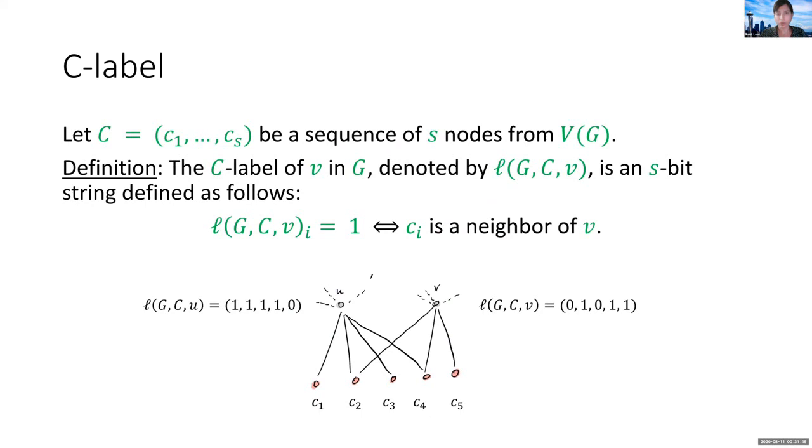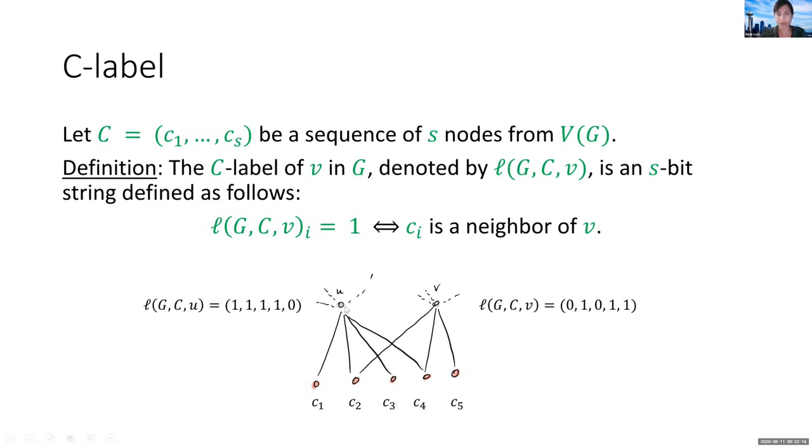So in order to describe our algorithm, we need to define several notions. The first one is C-label. Let C be a sequence of s nodes from V. We define the C-label of v in G, which we denote by L of G, C, v, to be an s-bit string, which is defined as follows. The ith bit of the string is 1 if and only if C_i is a neighbor of v.